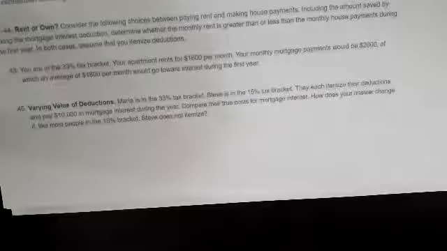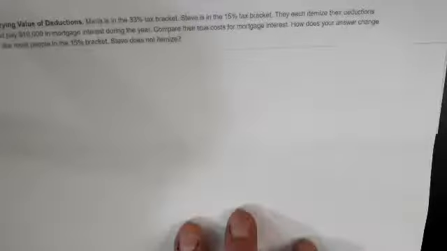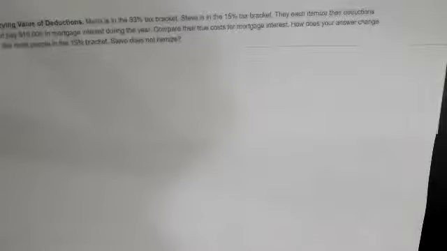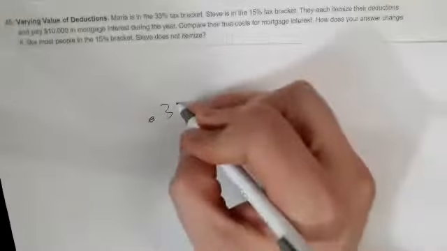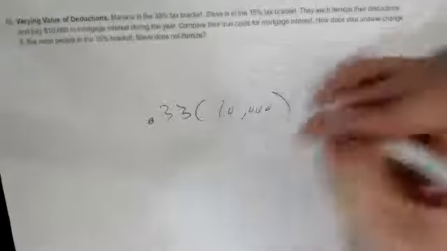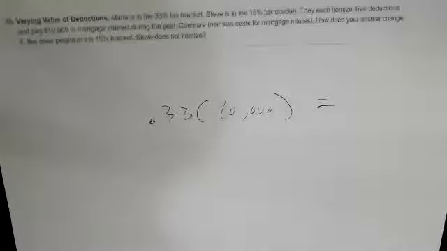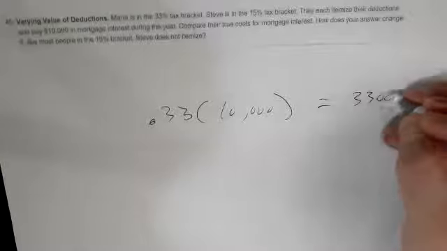What's the next one? 45. Maria is in the 33% bracket. Steve is in the 15% bracket. They each itemize their deductions and pay $10K in mortgage interest. Compare their true cost for mortgage interest. How does your answer change if, like most people in the 15% bracket, Steve does not itemize? Okay, so real quick, if Maria does it, she's getting 33% of the 10,000 off, right? So what is that? 0.33 times 10,000 was 3,300.